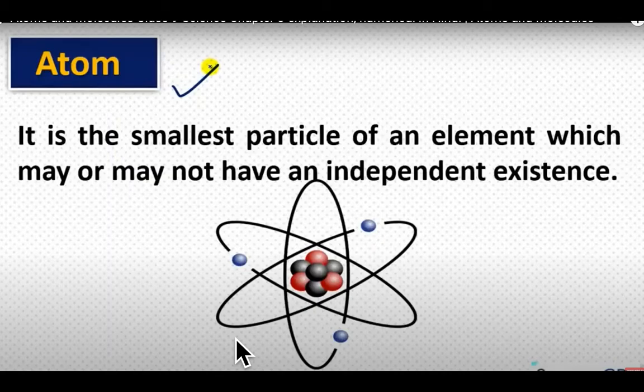After doing Dalton atomic theory, the scientist has concluded what is an atom. They said it is the smallest particle of an element which may or may not have independent existence. Means as an element it can exist, or it can exist as a molecule or compound.